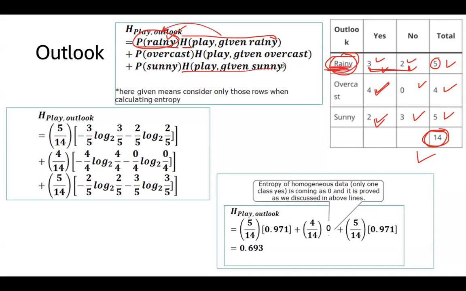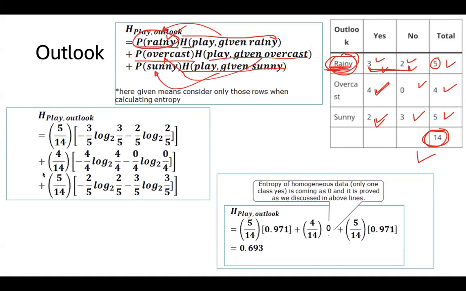The entropy for sunny times the probability of sunny. The entropy of overcast times the probability of overcast. So this is how I calculate the weighted entropy for outlook.